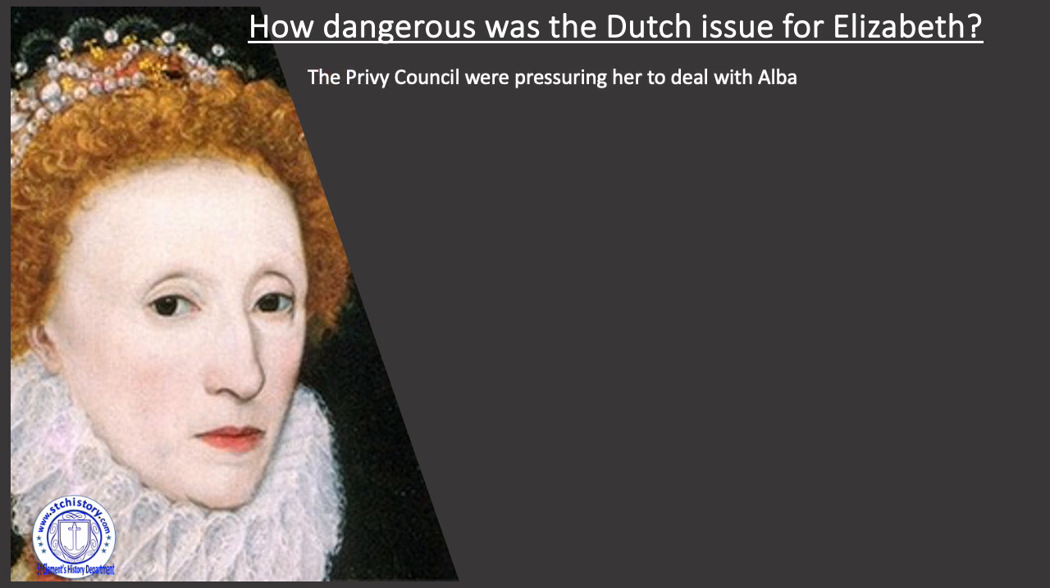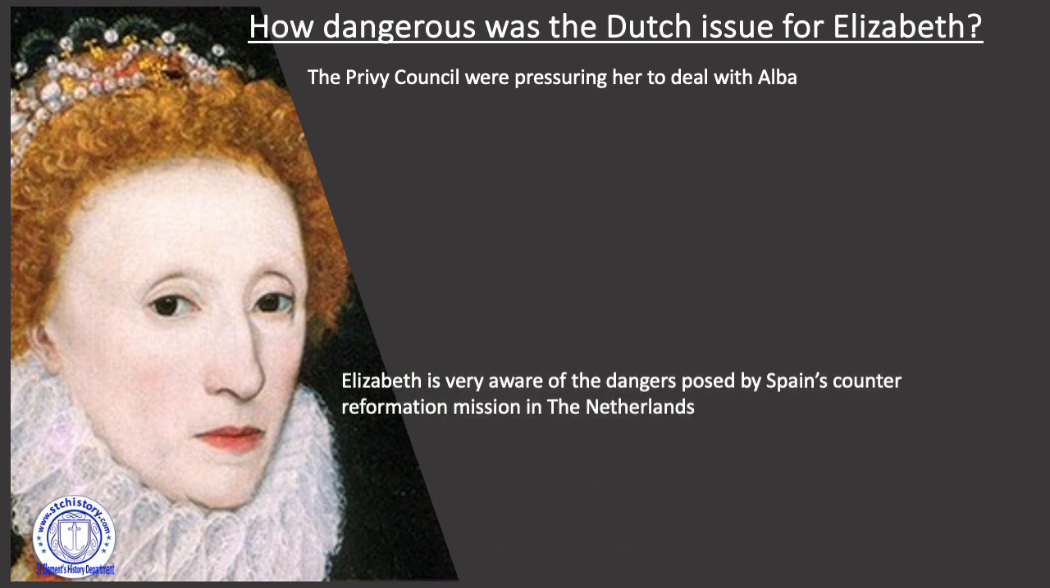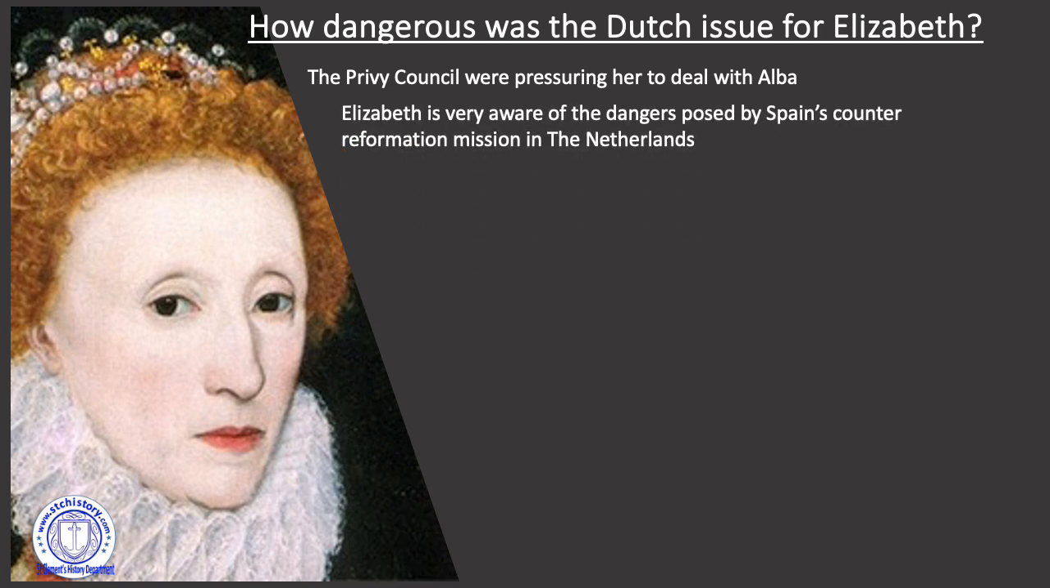All right, so the Privy Council are putting pressure on her to deal with Alba. Hopefully you're happy with that by now, so far in this lesson. The Privy Council, especially those Puritans in there, Dudley, Cecil, they are really telling Elizabeth she needs to go. Elizabeth is very aware of the dangers posed by Spain's counter-reformation mission that started in the Netherlands, and it will come to England, absolutely. Any country where there's Protestants, Philip is on one. He's been sort of given the role by the Pope, remember, to do this counter-reformation. It's inevitable that this is going to, at some point, find its way to England.